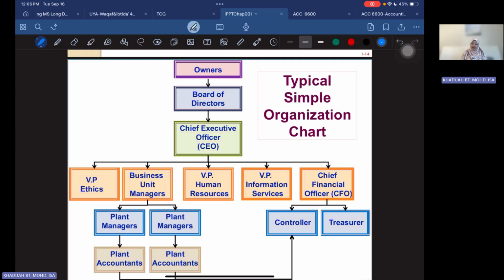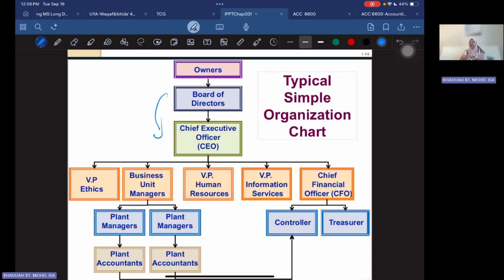And then we have the board of directors. And then we have the CEO, Chief Executive Officer. So it means that this CEO is the one who executes whatever decision is made by the board of directors. Under the CEO, they normally have this one. We're talking about big companies.